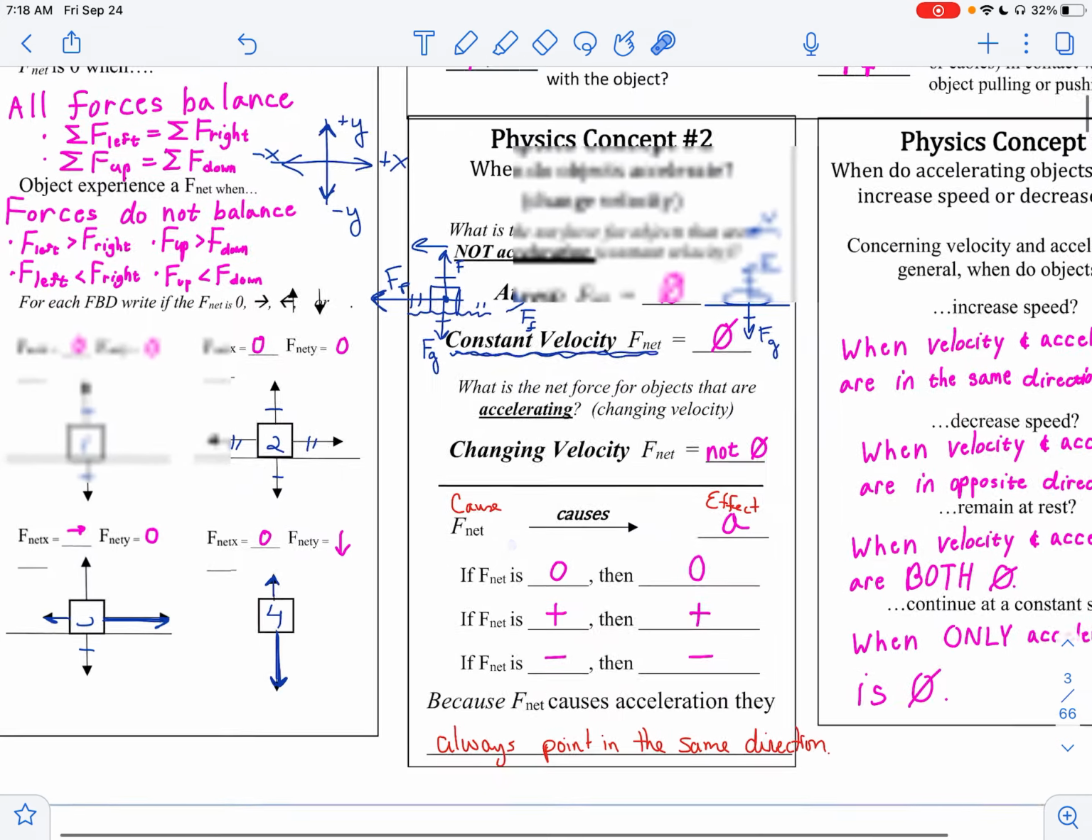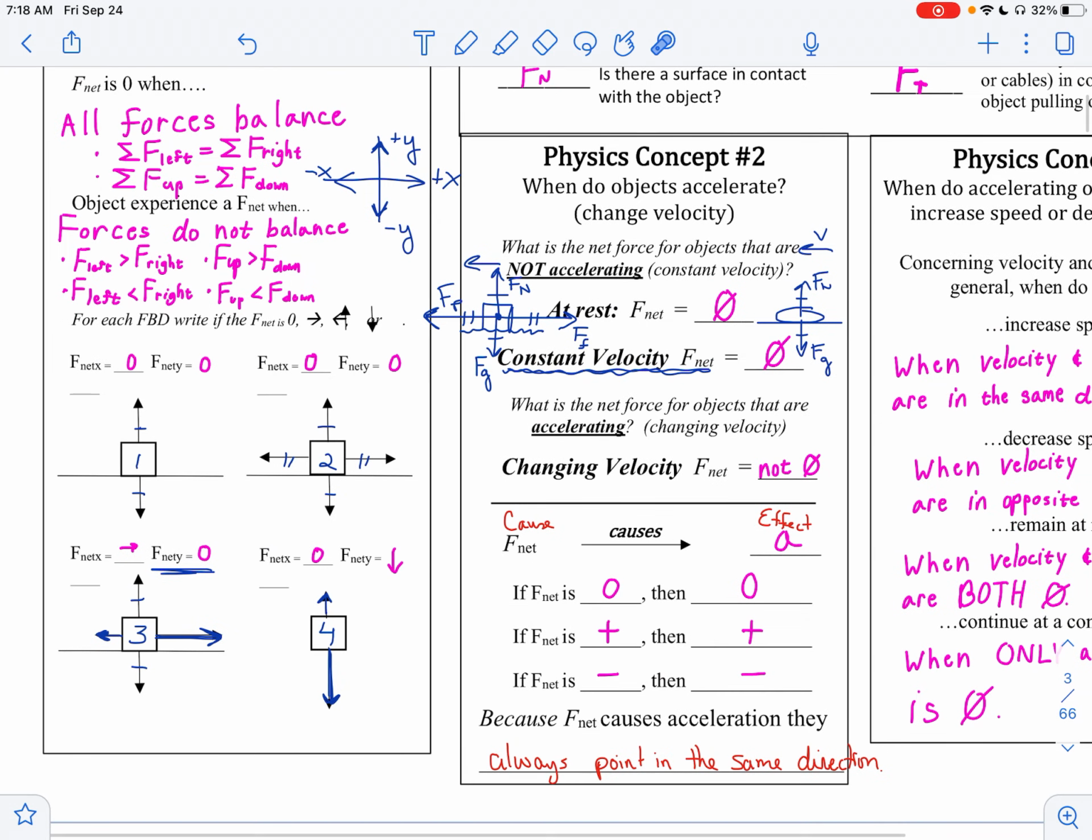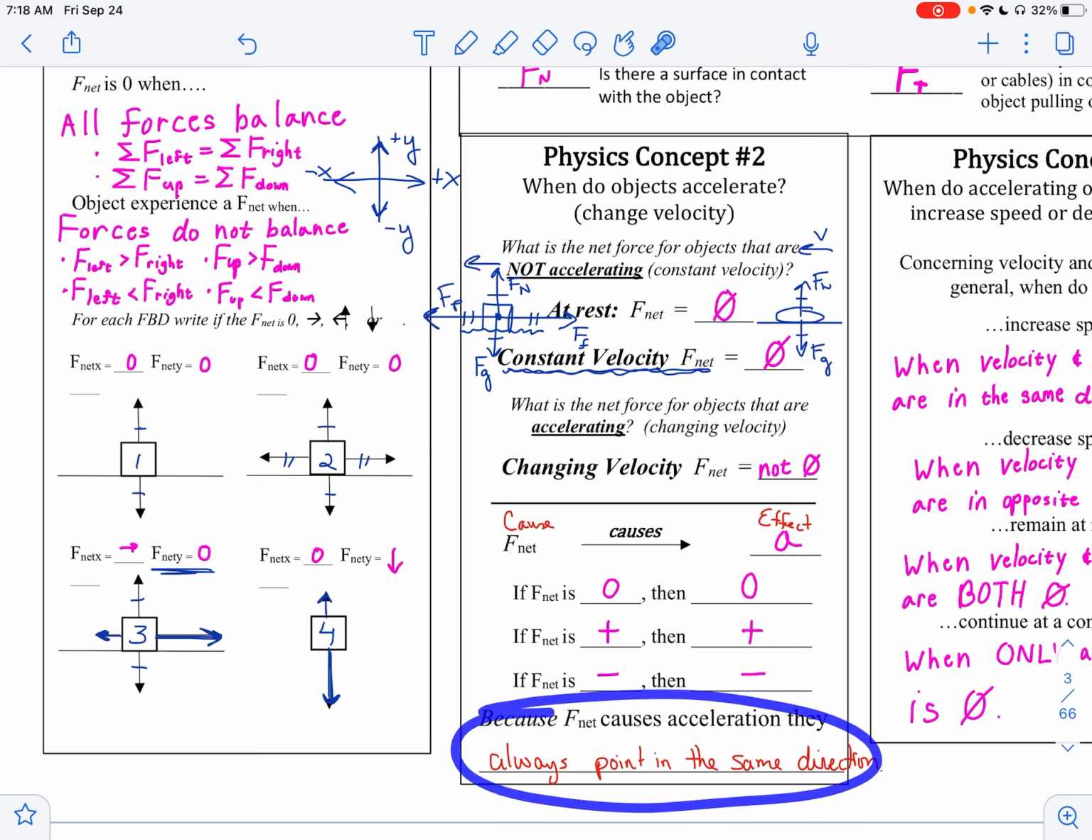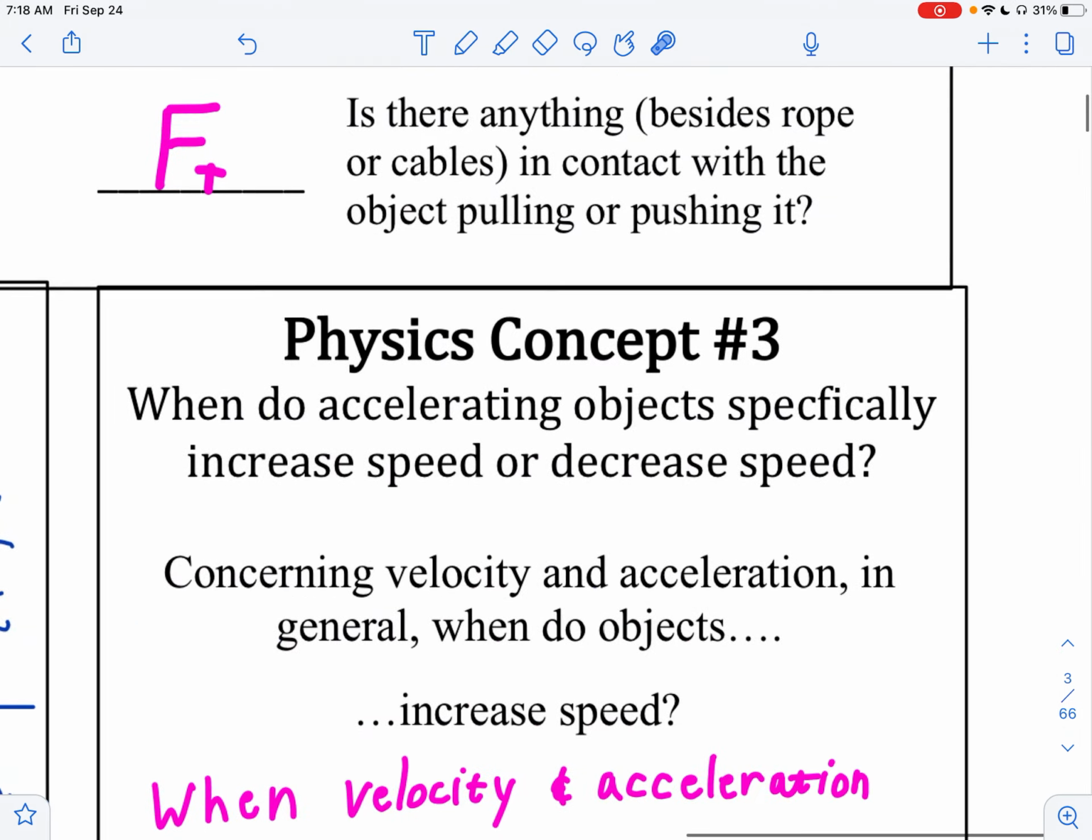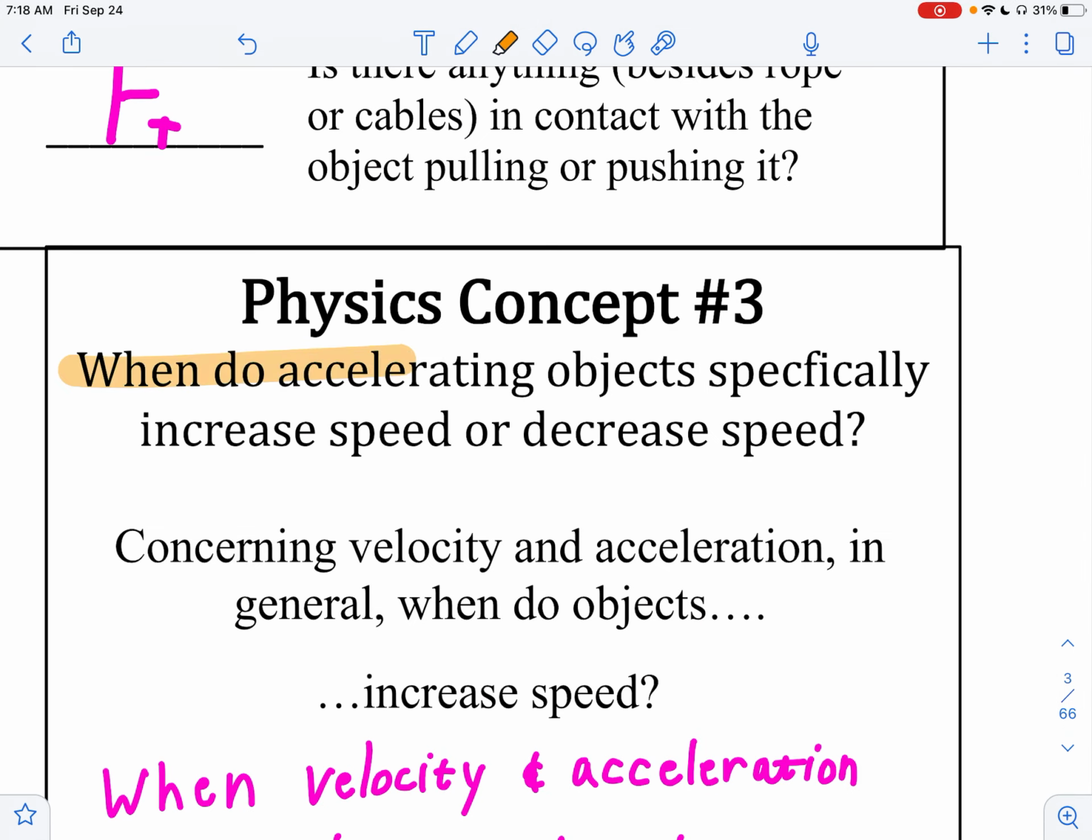All right, so from physics concept number 2, the biggest thing here is if something's moving at a constant velocity, the acceleration is 0, and that means the net force is 0. Net force causes acceleration, so if you have 0 net force, you have 0 acceleration. And then net force and acceleration always point in the same direction. All right, last one, physics concept number 3. When do accelerating objects increase speed and when do they decrease speed?